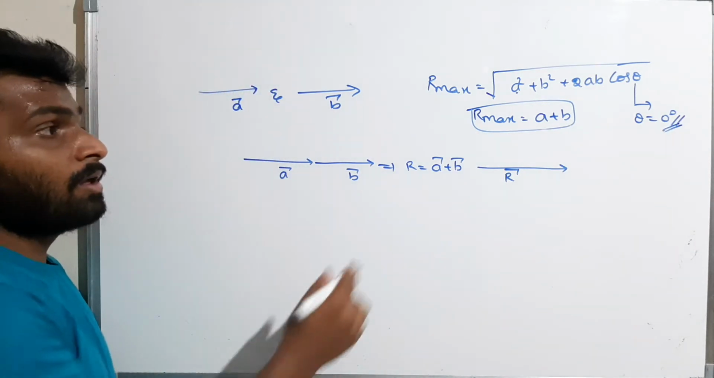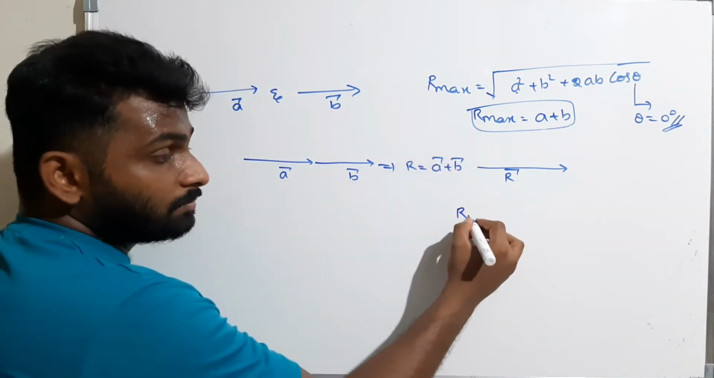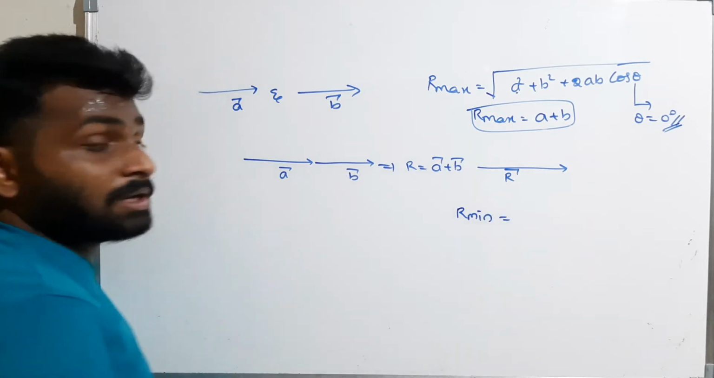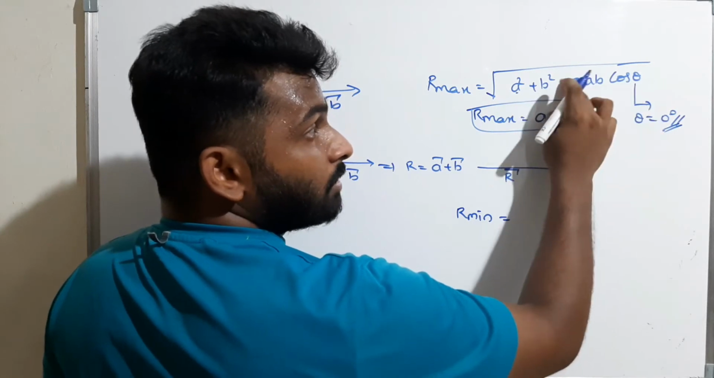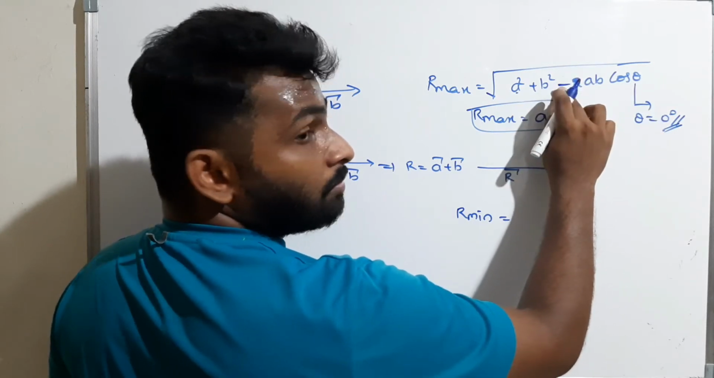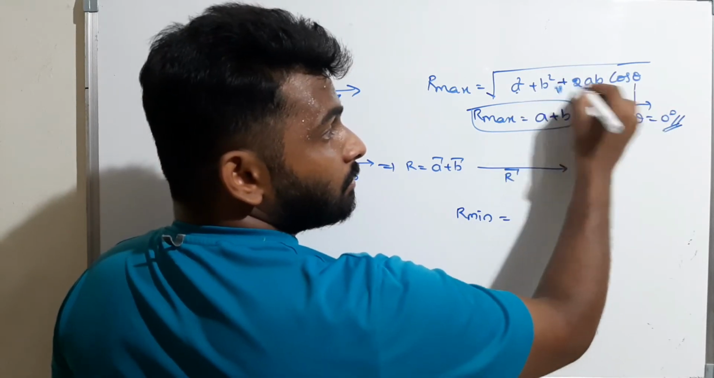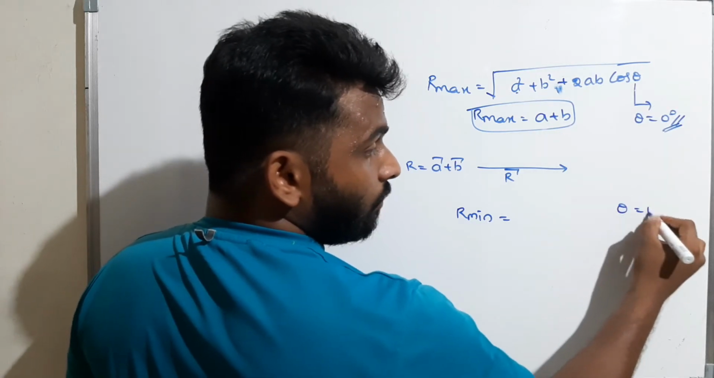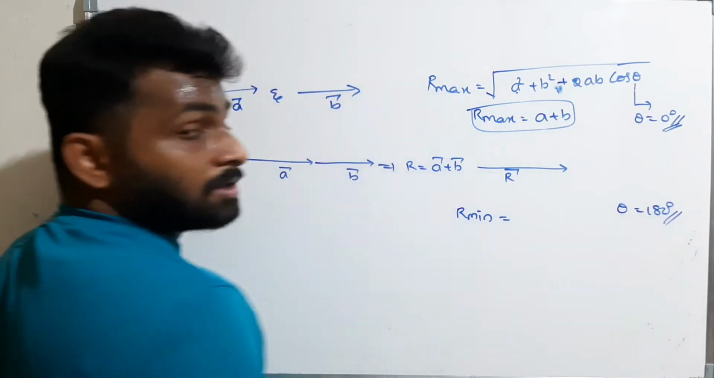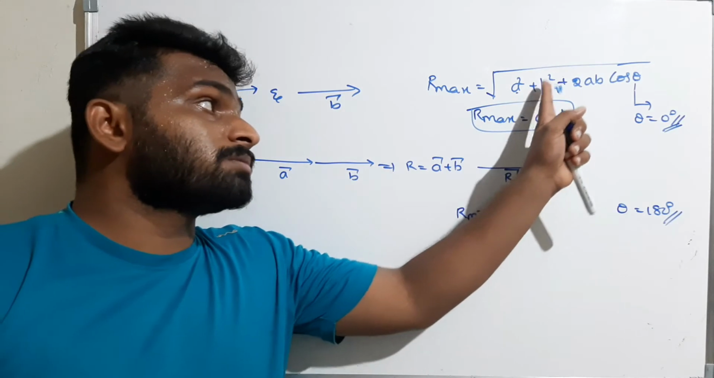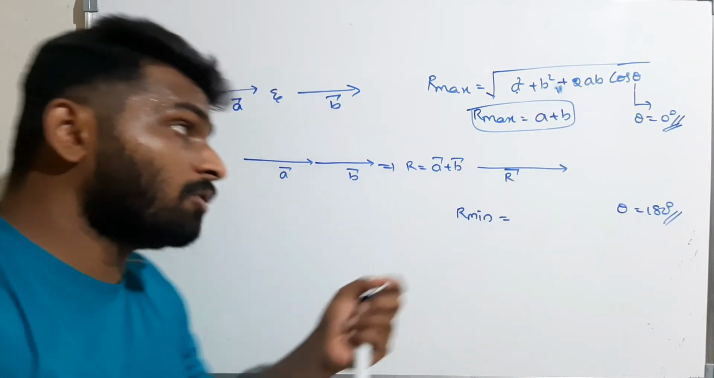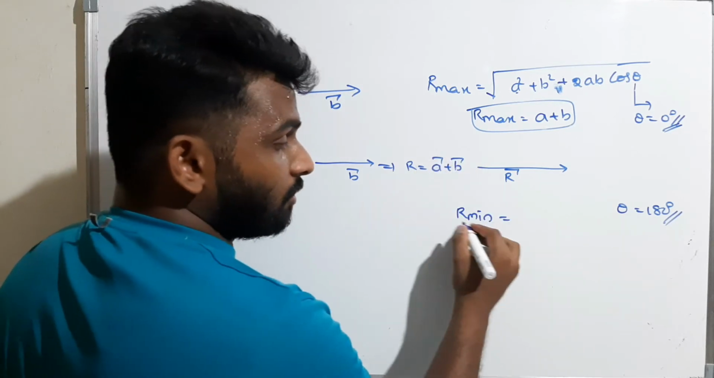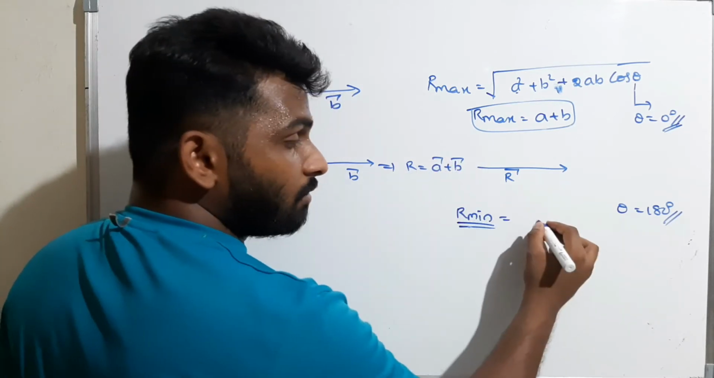Okay. When will the resultant be minimum? When this term becomes minus, that is when theta is 180 degrees. When it is 180 degrees, what will come? A square plus b square minus 2ab. That is the a minus b whole square formula. A minus b whole square under root is a minus b. Therefore, the minimum resultant is always a minus b.